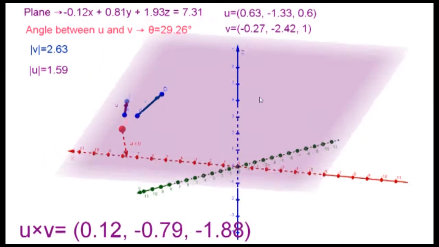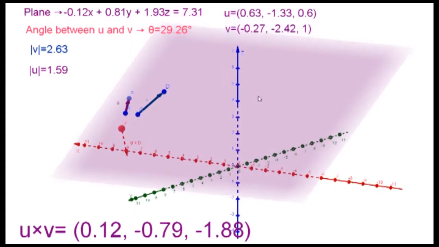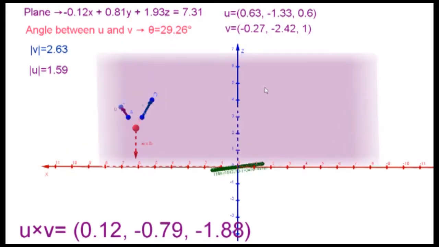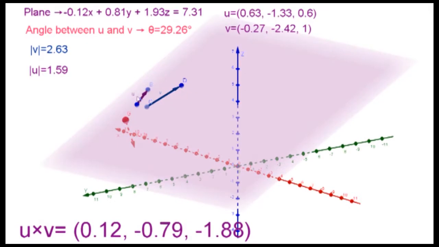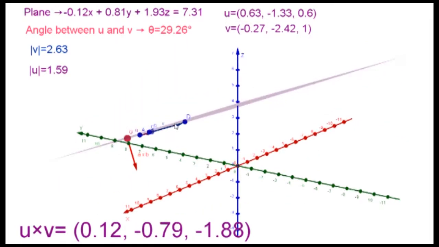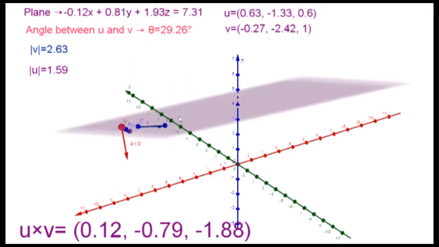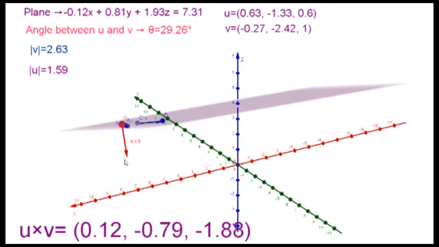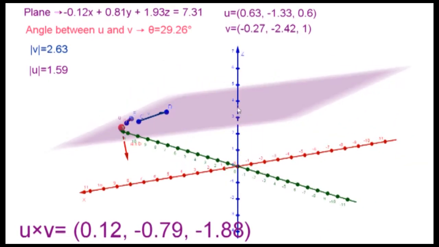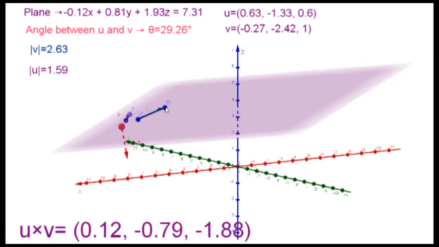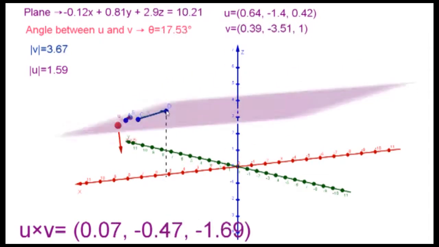Remember, if you have your index finger pointing in the direction of u, which is this one over here, and v, you're going to have to turn your hand upside down so that your thumb will be pointing down. So the A cross B is this vector coming down here, from underneath.